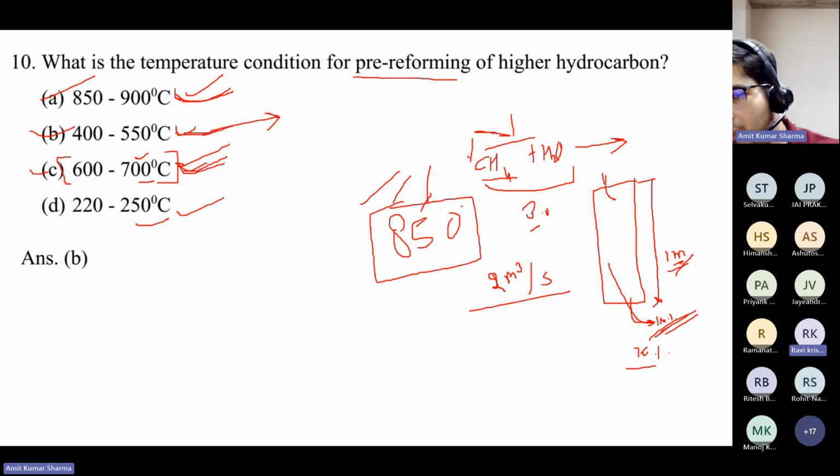Okay, so there are multiple factors in reforming. It is not only the temperature, it is not only the steam to carbon ratio. There are multiple factors you have to consider whenever you want to design a reforming reactor.